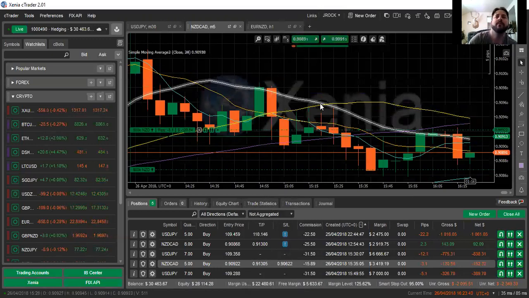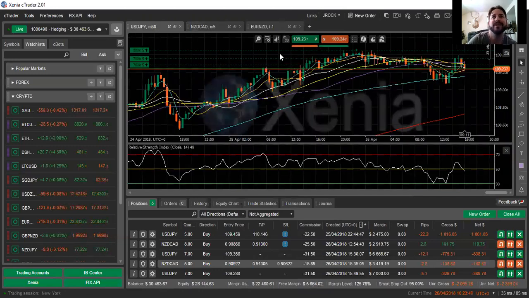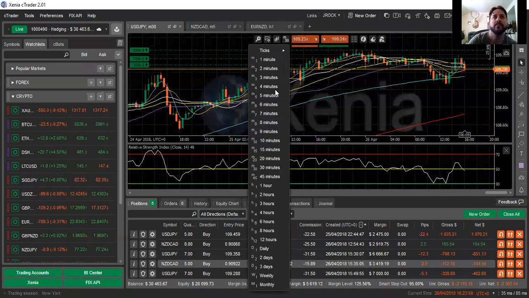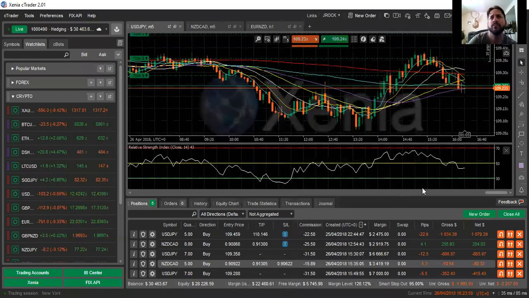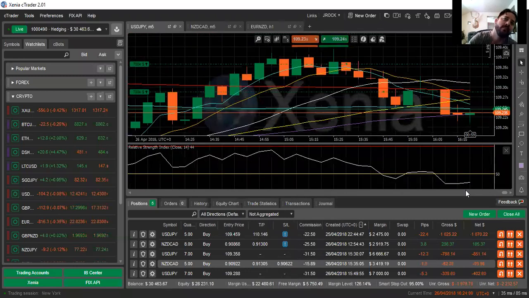Yeah. And then back to UJ. Looks like it's picking up a little bit. So it's got to push all the way back above all those moving averages, but that's okay. On the 5-minute time frame, it can do that because the longer time frames are what we're looking for.